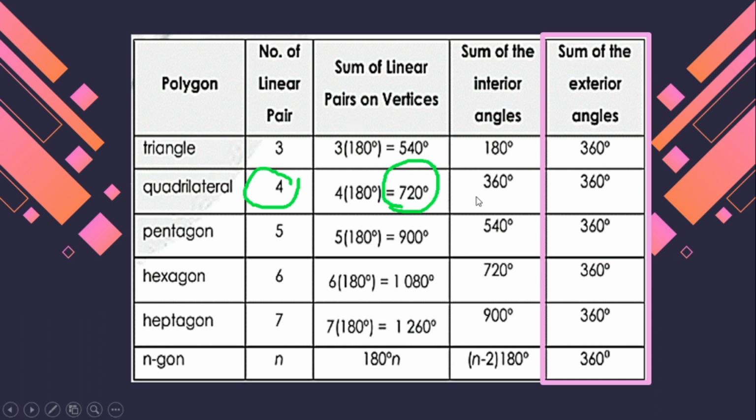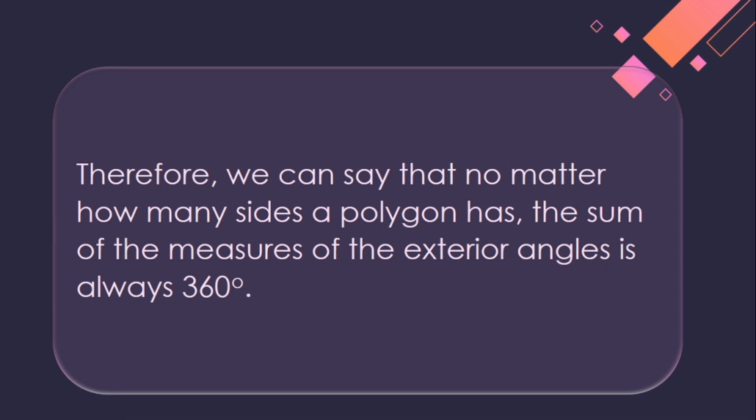Now, ang sum ng interior niya ay 360 degrees. Yung pinag-usapan natin kanina bago tong exterior. And 720 minus 360, 360 pa din. At kung mapapansin nyo, kung gagawin natin siya for other polygons, we will come up with the same measurement. 360 degrees. Tama? Therefore, we can say that no matter how many sides a polygon has, the sum of the measures of the exterior angles is always 360 degrees.